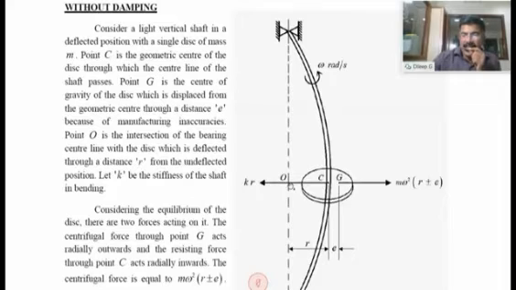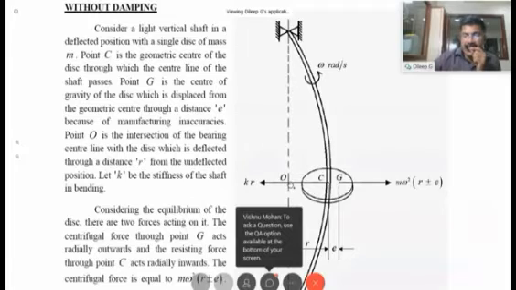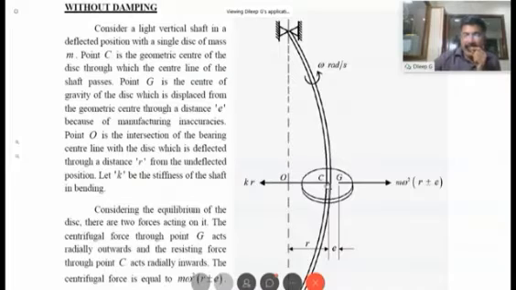So, you can see that the centrifugal force radially acting outward is balanced by some other force acting radially inward, which keeps the system in equilibrium. Now, what is this force which is acting radially inward, which is nothing but Kr? Now, K is nothing but the stiffness of the shaft in bending. This is the restoring force, we can say. This is the dynamic load which is due to the rotation, the centrifugal force acting radially outward. And this Kr acting radially inward is the restoring force due to the elasticity of the shaft.